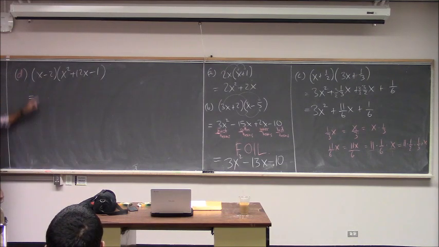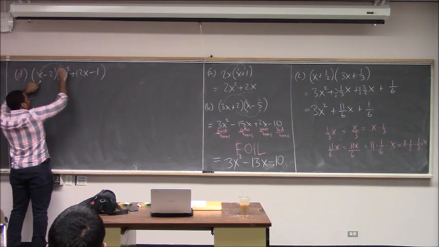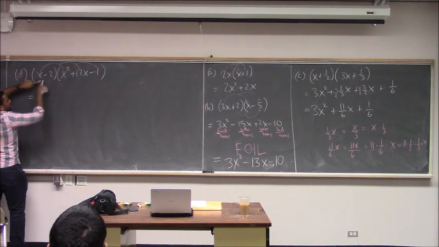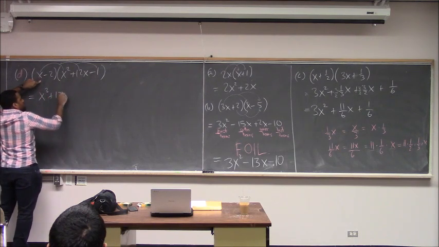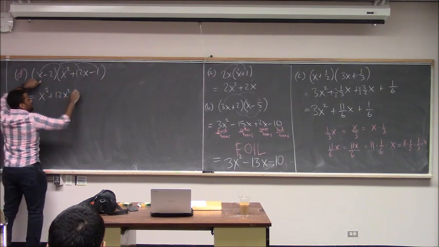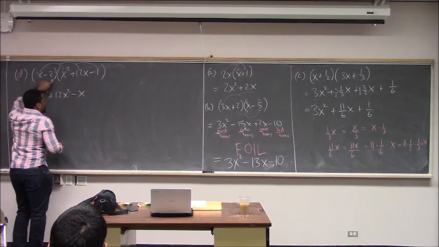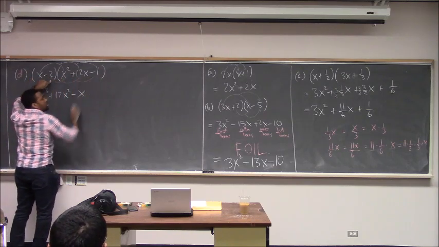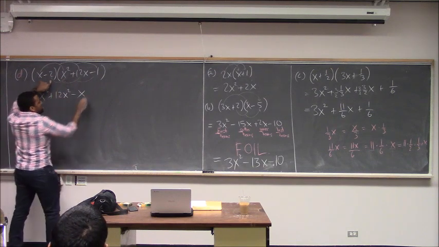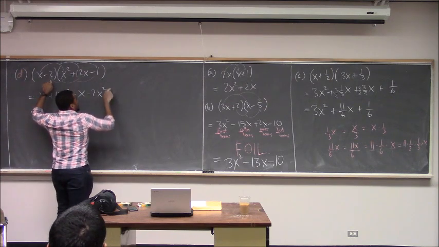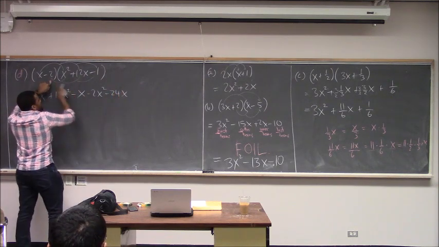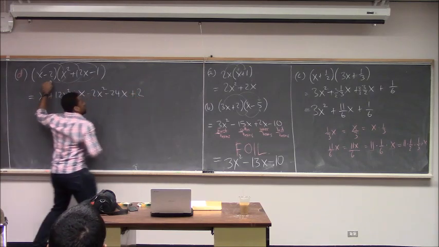X times x squared. So it's the same thing that we did before. You take every term in one set of parentheses, multiply everyone in the second. So you take x times this, times that. X times x squared, x cubed. X times 12x, 12x squared. X times the minus 1, minus x. Now you move on to the next term, and you're going to do the same thing. Minus 2 times x squared, minus 2x squared. Minus 2 times 12x, minus 24x. Minus 2 times minus 1, plus 2.